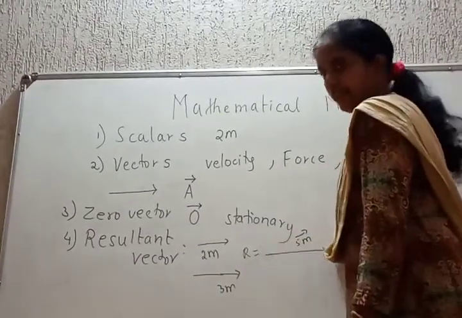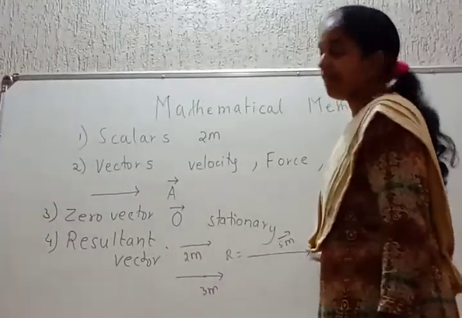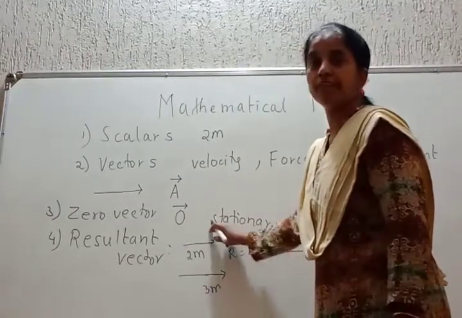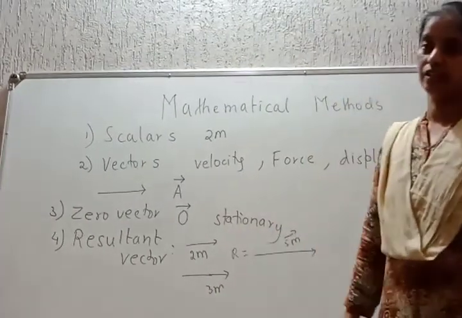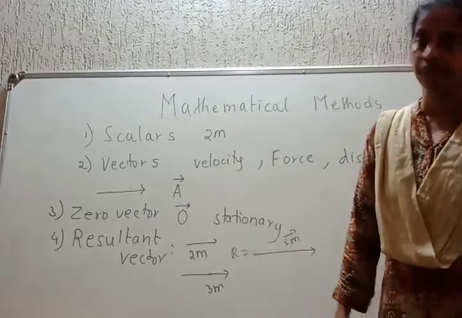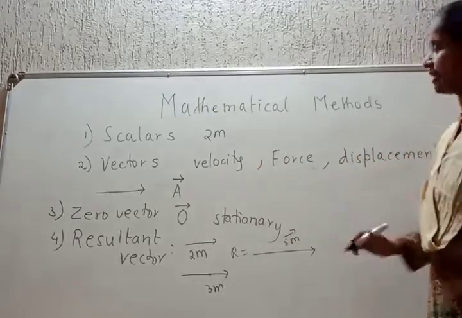It is a single vector whose effect is same as the combined effect of इथं मी 2 vectors घेतले. You can take even more vectors as well. That is called as a resultant vector.